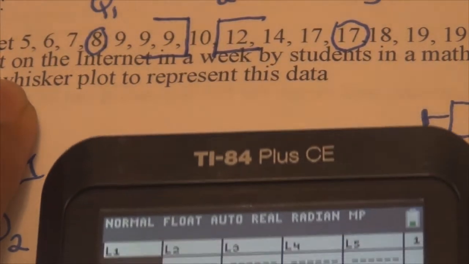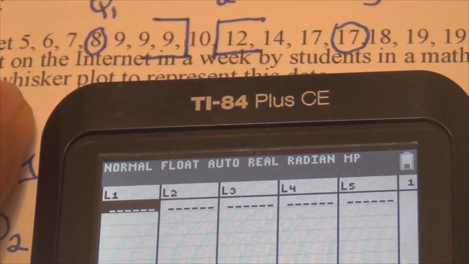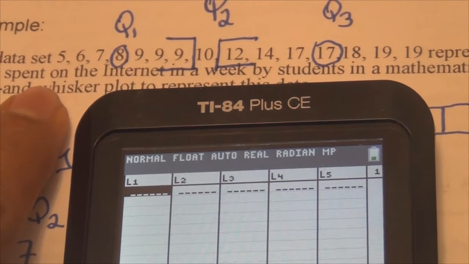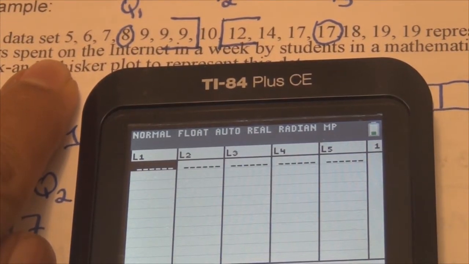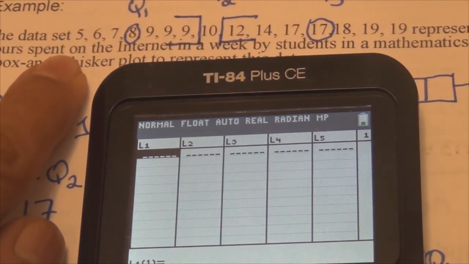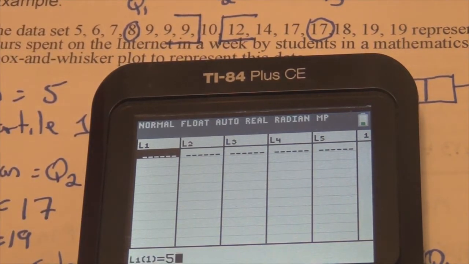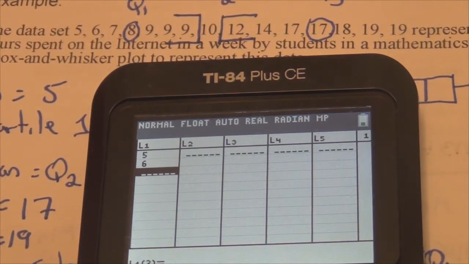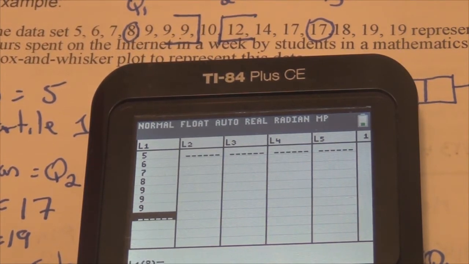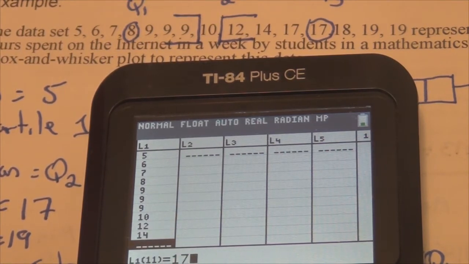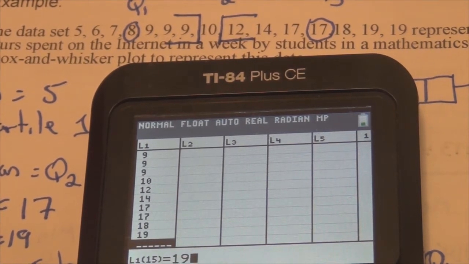You know what the values are, but just in case, these are the values. Let me see if I can make it. Okay, I could see this, so that means you should be able to see it as well. All right, so look, 5, then you press enter. 6, enter, 7, enter, 8, enter, 9, 9, 9. Then 10, then 12, then 14, then 17, then 17, then 18, 19, and 19. So you got all your values in there.